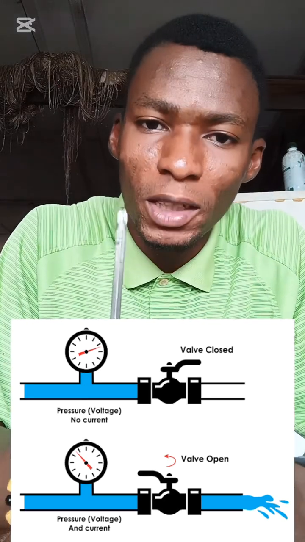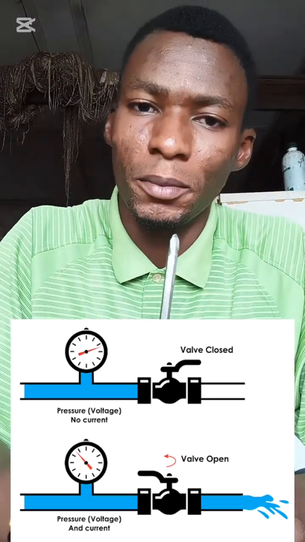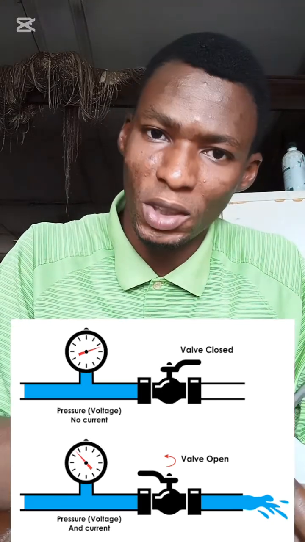The same thing is applicable to electricity. Take that pressure to be your voltage. If there is no pressure, if there is no voltage, there will not be electricity. And if the voltage is low, that means what you will see will be a low display of electricity. That is why you will see that your fan will be slow, your lights will look dim.